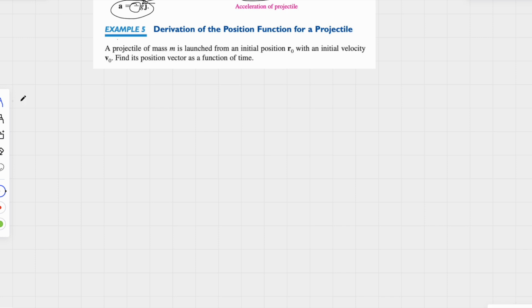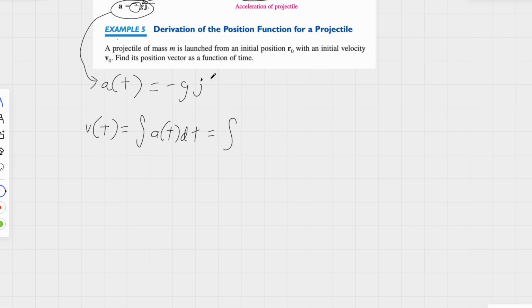Okay, so moving on to example 5. It essentially asks us for the position function of a projectile. To get the position function, we need to first integrate the acceleration vector to get the velocity vector. So here we use the acceleration function, which is equal to negative gj, and then we set the integral of that to the velocity function.